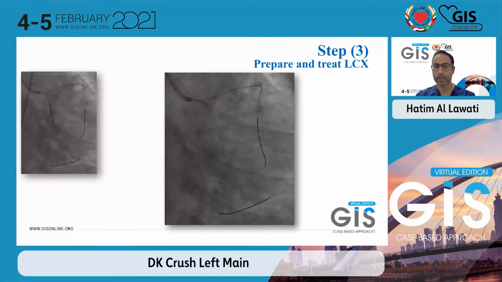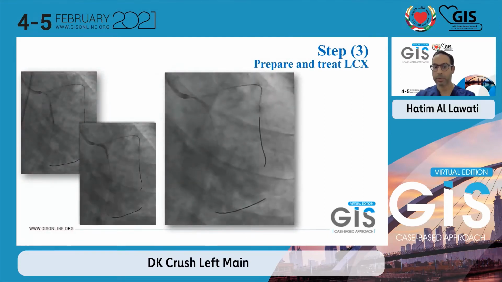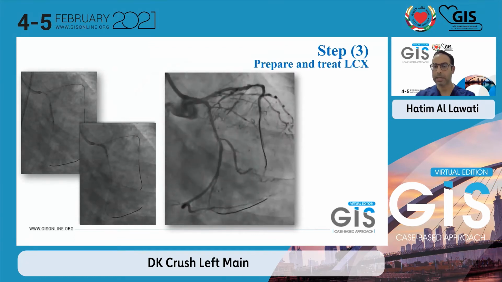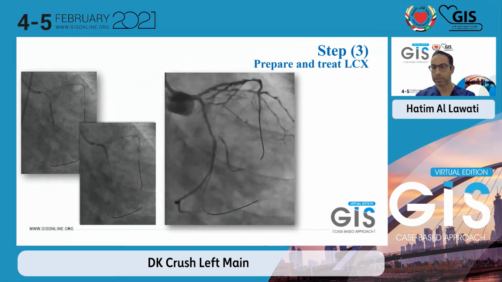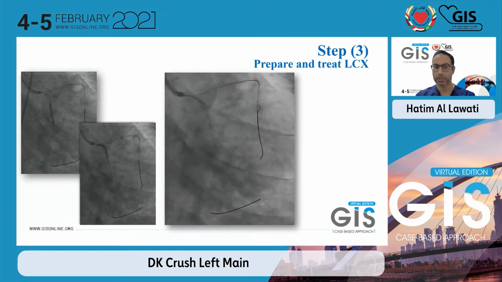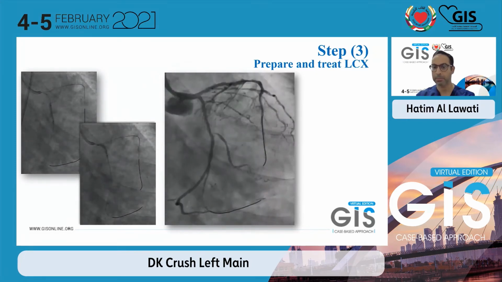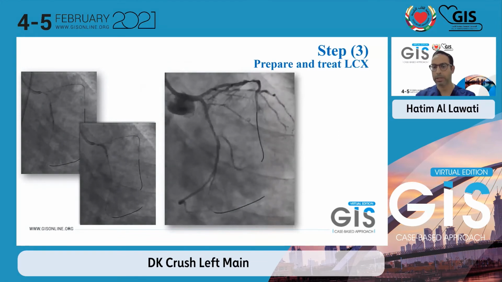And as you can see, restoring flow to that LAD resulted in resolution of chest pain as well as the ECG changes. We then diverted our attention to the circumflex, which was wired and pre-dilated, and this was the result after pre-dilatation. This was a 2.5 by 20 millimeter semi-compliant balloon. And at this point, we thought that the circumflex was prepared well enough.